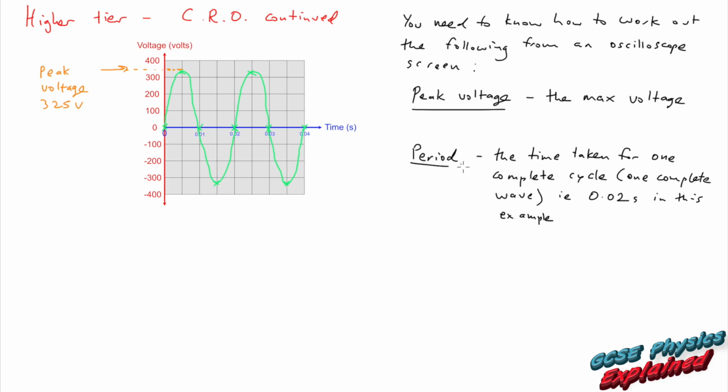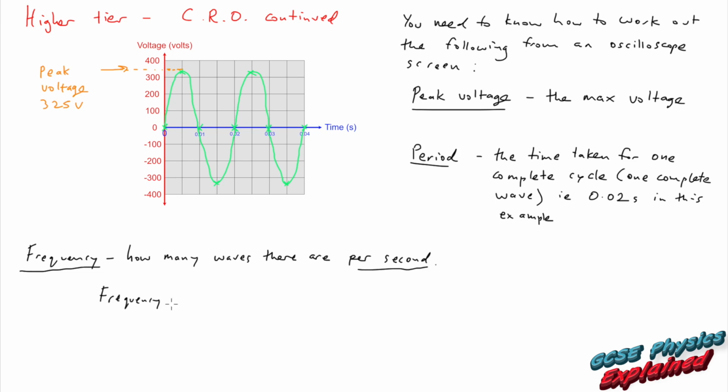Now, once you've got the period, you can work out the frequency and I'll show you how. So first of all, the frequency is how many waves there are per second. Now that's important, per second. Right, so basically there's an equation which says frequency equals 1 divided by the time period. And remember the time period is the time for one wave.